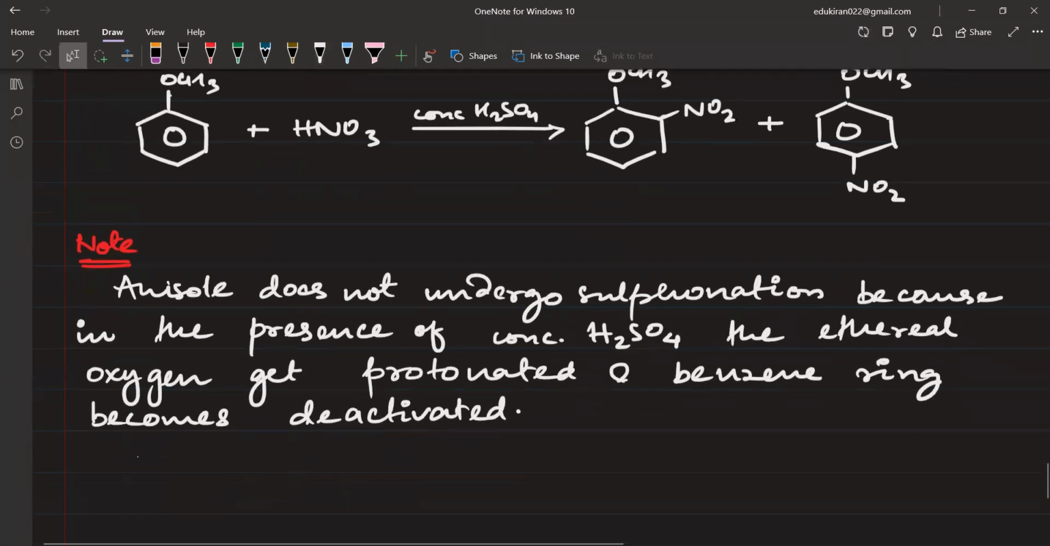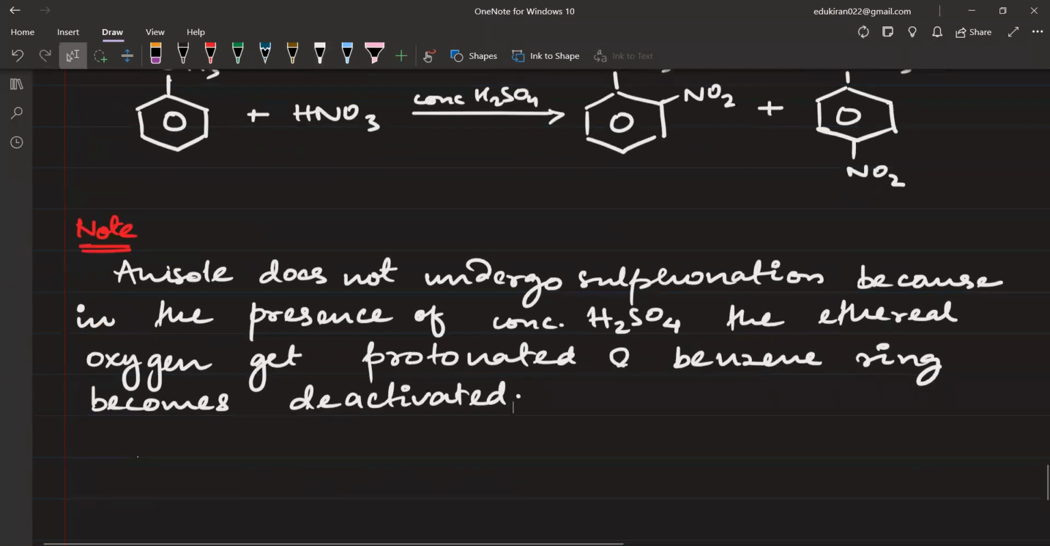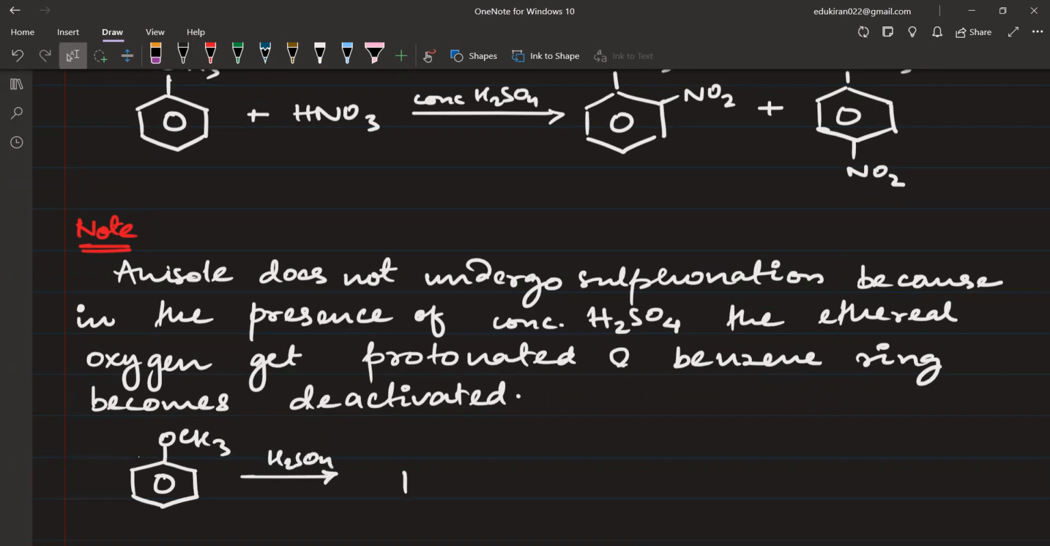ठीक है, because oxygen में क्या आ गया, positive charge आ गया. Now if it is positive charge, then it is pulling electrons, right? Here we have OCH3, the presence of H2SO4. Hydrogen and a positive charge here. Now, when you have positive charge, it will be pulling electrons from the benzene ring, right? And if it is pulling electron from the benzene ring, what is going to happen? The benzene ring will become deactivated.